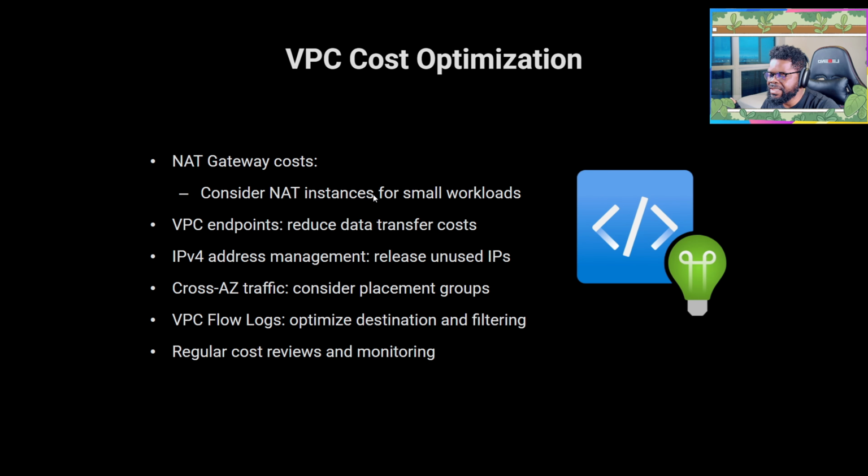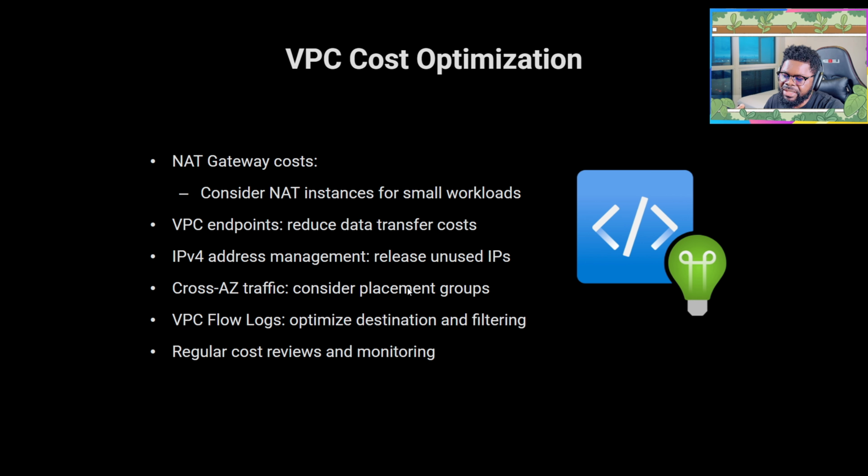For cost optimization, obviously, a NAT gateway is not free. If some people want to save cost, they will use NAT instances. Both of them do the same thing. It's just that one is fully managed and the other one you have to manage yourself. I've seen environments where production uses NAT gateways and development uses NAT instances just to save money. And then VPC endpoints reduce data transfer costs because your traffic is moving via the private AWS network.